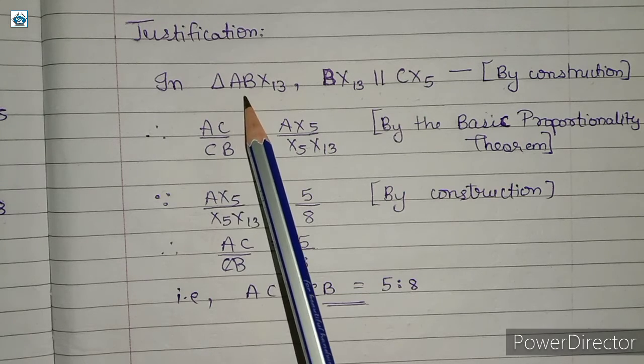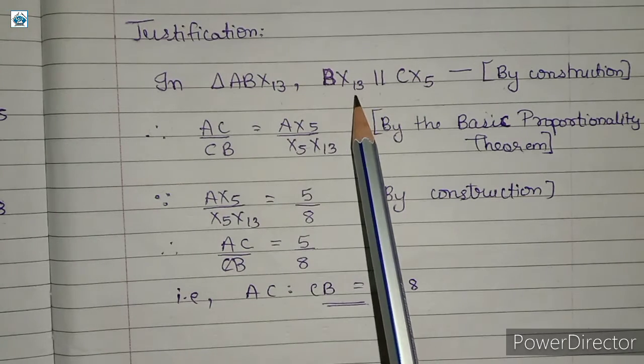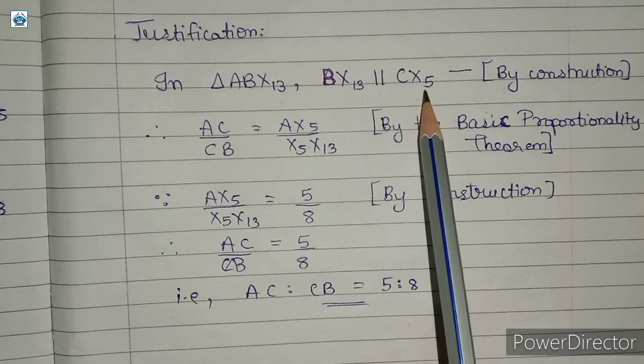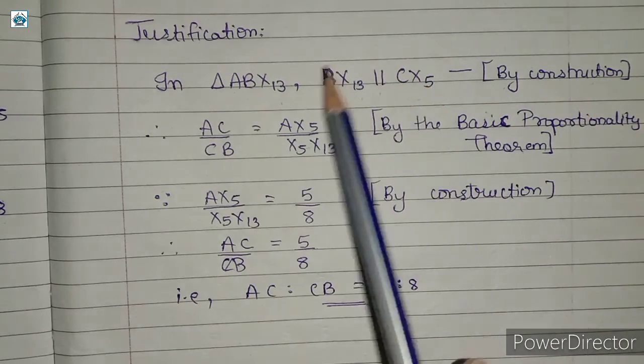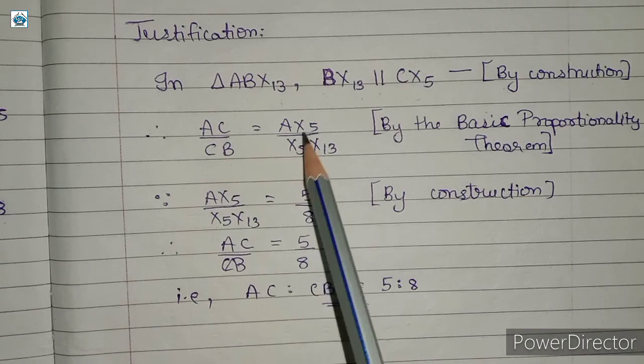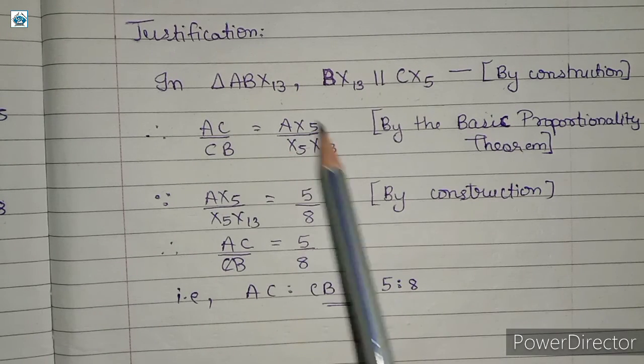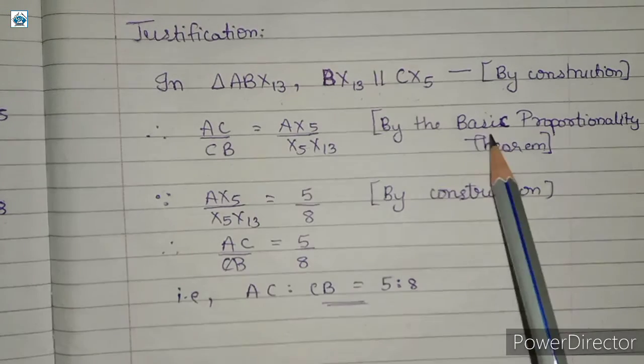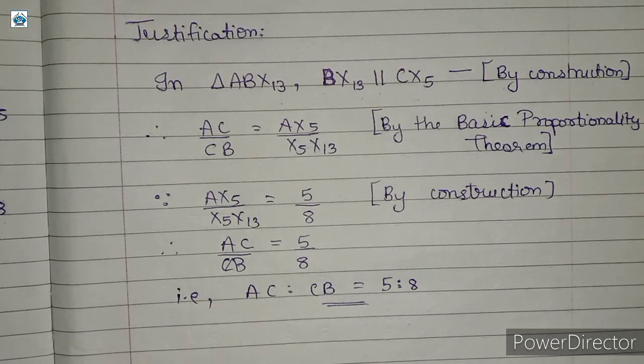In triangle ABX13, BX13 is parallel to CX5 by construction. We did this already. Therefore, AC upon CB is equal to AX5 upon X5X13. How do we know this? By the basic proportionality theorem.